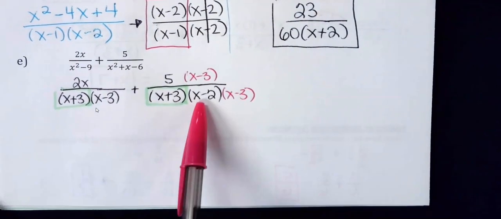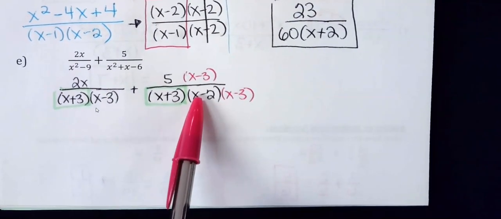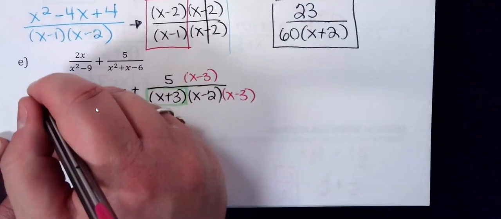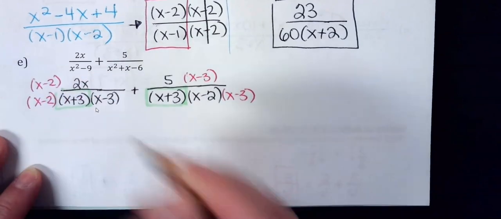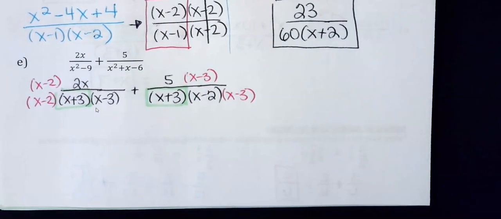This fraction, the second one, has an x minus 2. This one does not. So again, to create a common denominator here, we're going to need to get that multiplied into our denominator, top and bottom. So I'm going to multiply top and bottom by x minus 2.